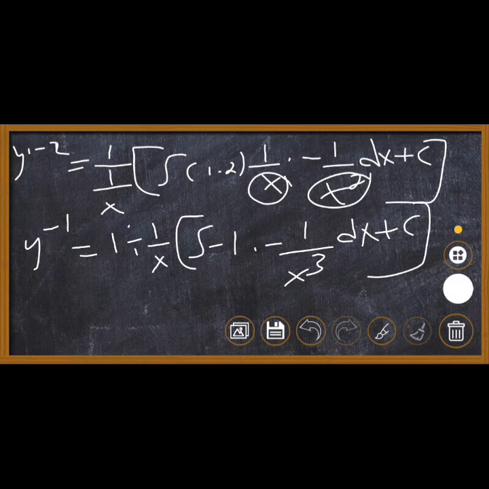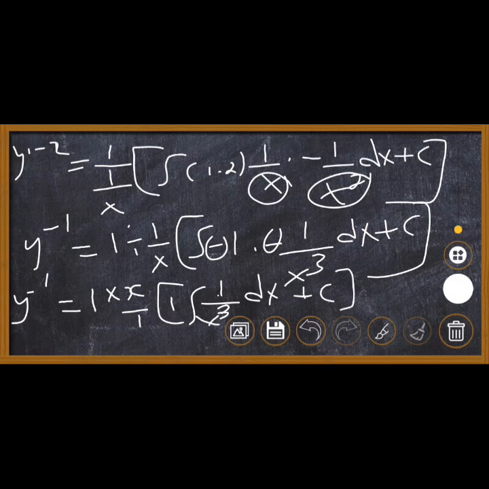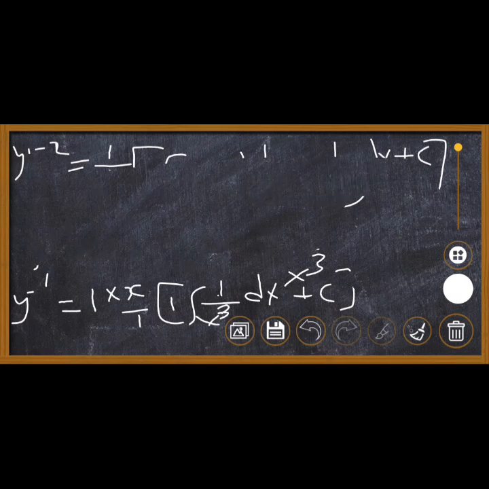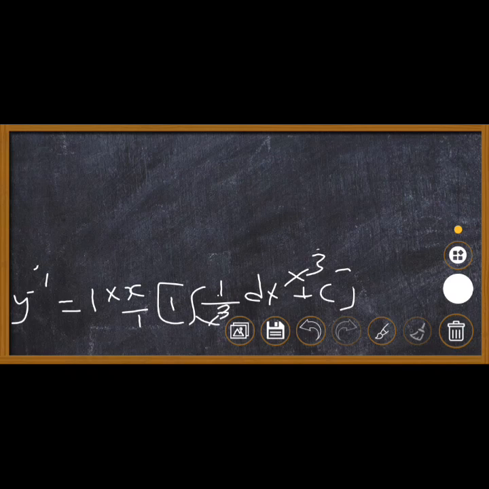So let's simplify this further. We have y power negative 1 equal to 1 multiplied by x over 1. Negative multiplied by negative is just positive, so we have 1 over x power 3 multiplied by dx plus the constant value c. So let's just remove the top part here. So this is how we go about this. Before you integrate, make sure that you simplify the expression as much as you can. When you have the inverse of y, it is the same as 1 over y.